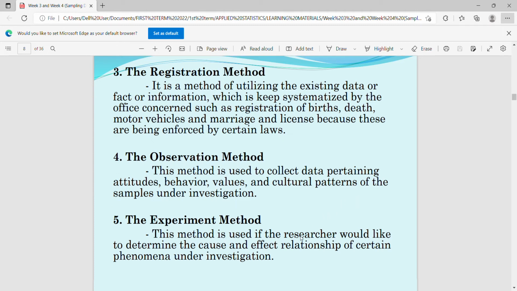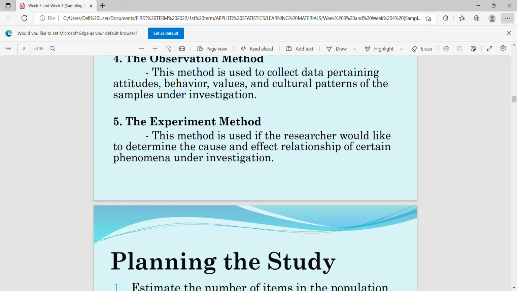So another one is the experiment method. So this method is used if the researcher would like to determine the cause and effect relationship of certain phenomena under investigation. So most of the experimental research use this experiment method. Okay, so those are the methods on collecting data.